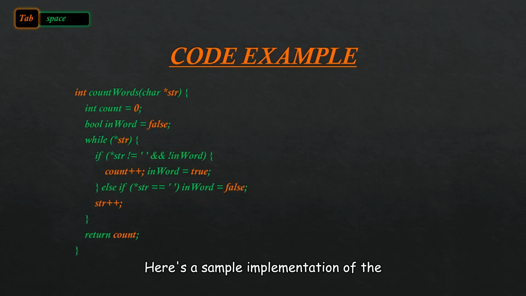Here is a sample implementation of the word counter. We use a boolean flag named inWord to track whether we are currently inside a word. As the pointer moves through each character in the sentence, we check whether that character is a space or a letter. If we encounter a non-space character and we are not already inside a word, we increment the word count and set the flag. If we hit a space, we reset the flag. This technique is simple, elegant, and demonstrates exactly how text can be parsed at the character level using pointers alone.